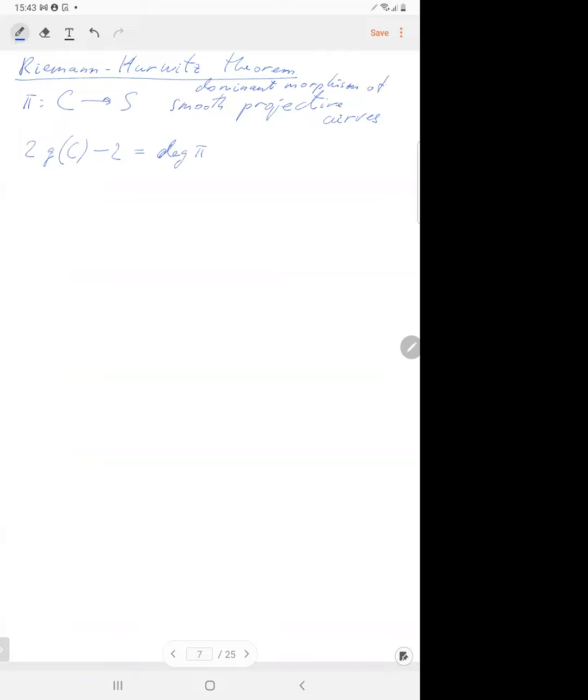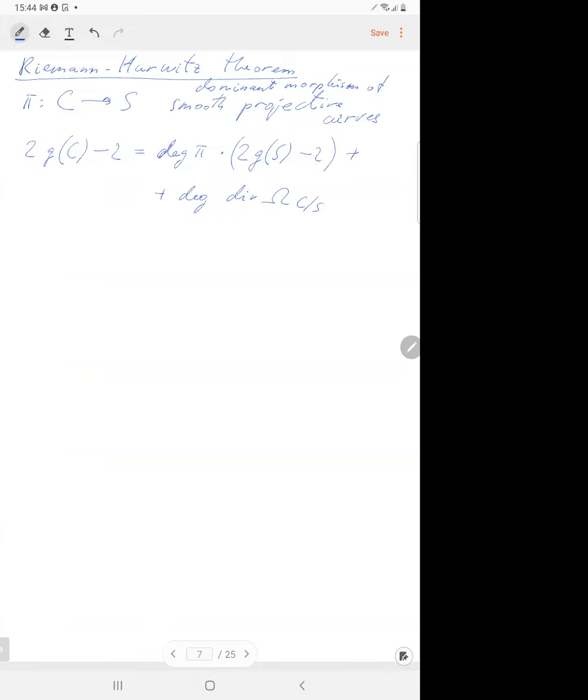Okay, so the degree of this covering times twice genus of S minus 2 plus the degree of the divisor of the relative canonical class. Well, we defined this thing.